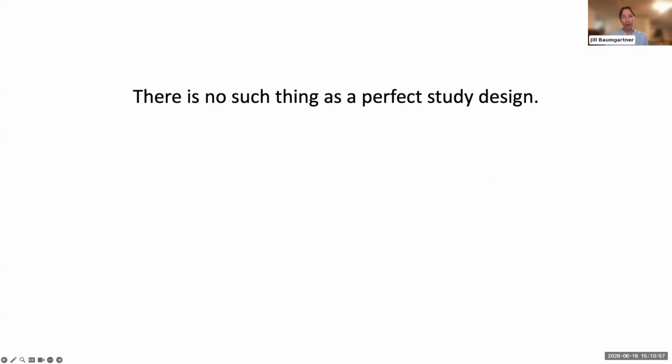A lot of my talk is going to be on study design. And I just want to start out by saying there is no such thing as a perfect study design, right? And I think this is maybe the most important lesson that you could learn. The perfect study design does not exist. So all of the study designs that I'm going to talk about, all of the ones that you'll learn about, have a set of limitations.